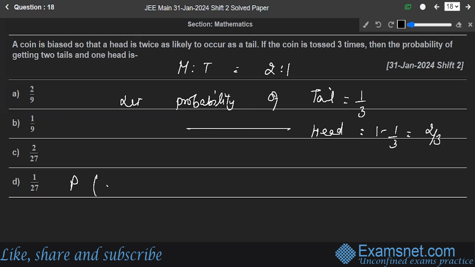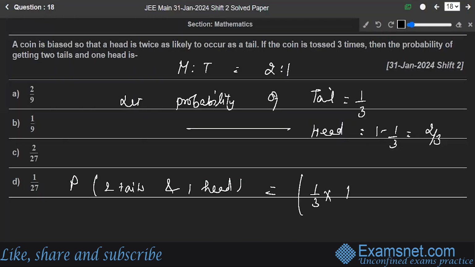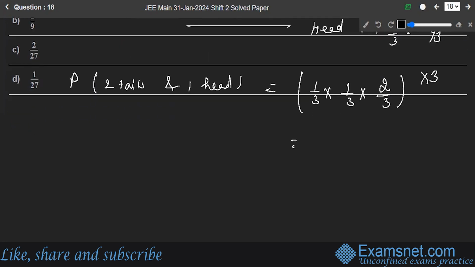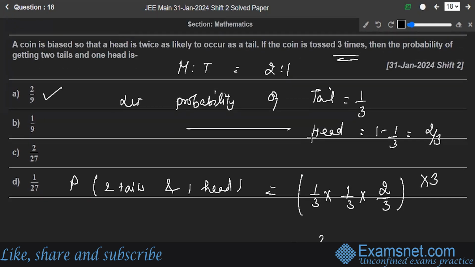Now the probability of getting 2 tails and 1 head will be 1 by 3 into 1 by 3 into 2 by 3. Now the coin is tossed 3 times, so this will be multiplied by 3. This will be 2 by 9. So this is the answer to the question, 2 by 9. Option A. Hope you're clear with this. Let's move to the next.